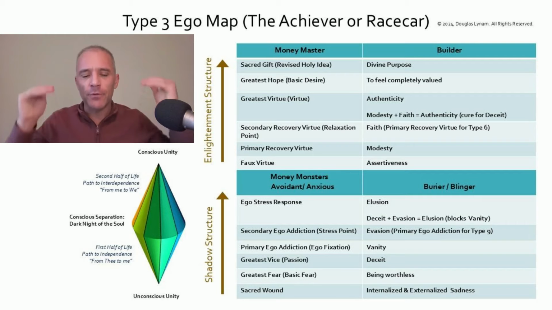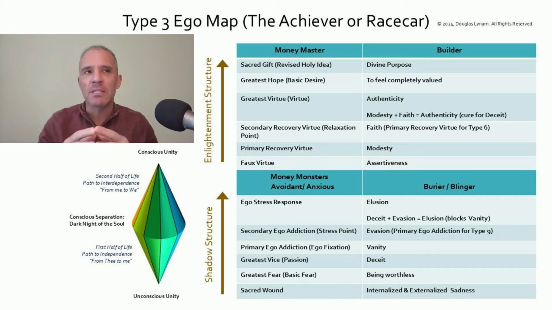So the real first step for the enlightenment structure for a 3 is to practice their primary recovery virtue, which is modesty. Now, modesty for a 3 is a bit tricky because modesty is about an accurate self-assessment. 3s have this problem where their sacred wound is internalized sadness or grief or shame about how they perceive themselves, and an externalized sadness or grief and shame about how they think others perceive them. So it isn't humility so much.